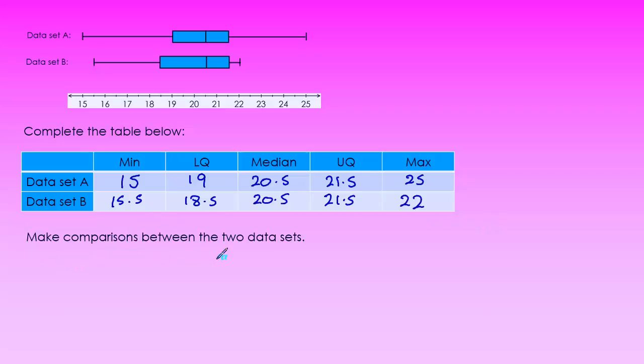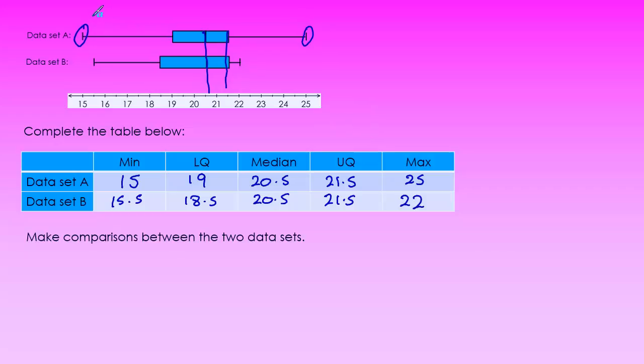Make comparisons between the two data sets. Well, there's all sorts of things we could say here. We can say the minimum value for A is less than that of B, and the maximum value for A is more than that of B. We can say that they have the same median, that they have the same upper quartile.